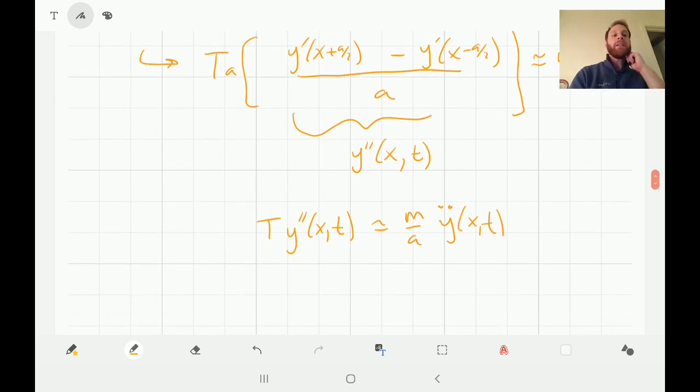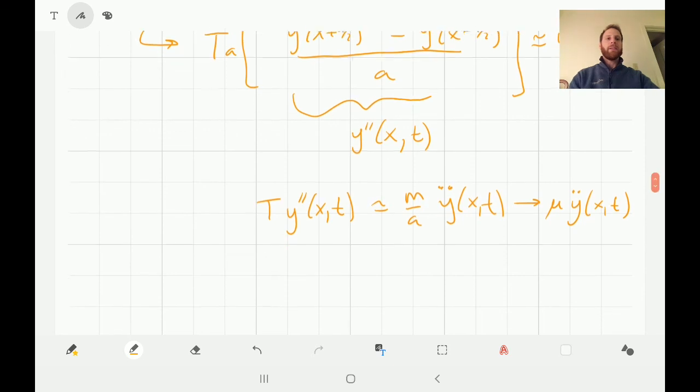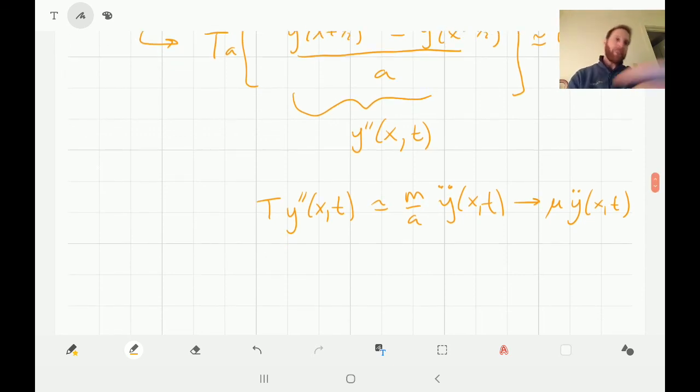And remember, what we have said is that we're letting a go to 0, m go to 0, but in such a way that their ratio is constant. So this turns into mu, the linear mass density, the amount of mass per unit length, times the double time derivative of y. Okay, so I'll finalize what we have here. If I divide by T, then what we have is y double prime is equal to 1 over, I'm going to call this c_s squared, times the double time derivative of y. And I'm going to box this.